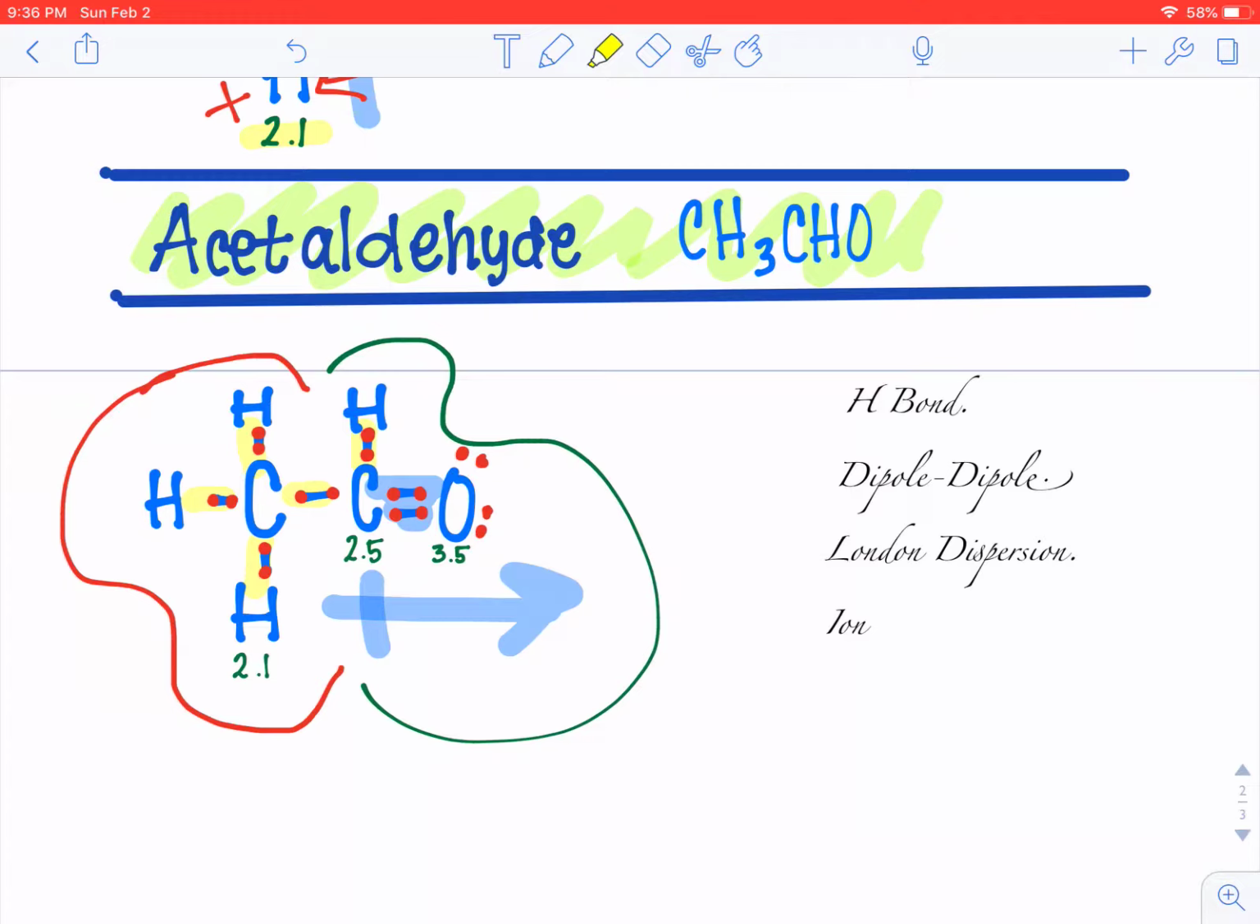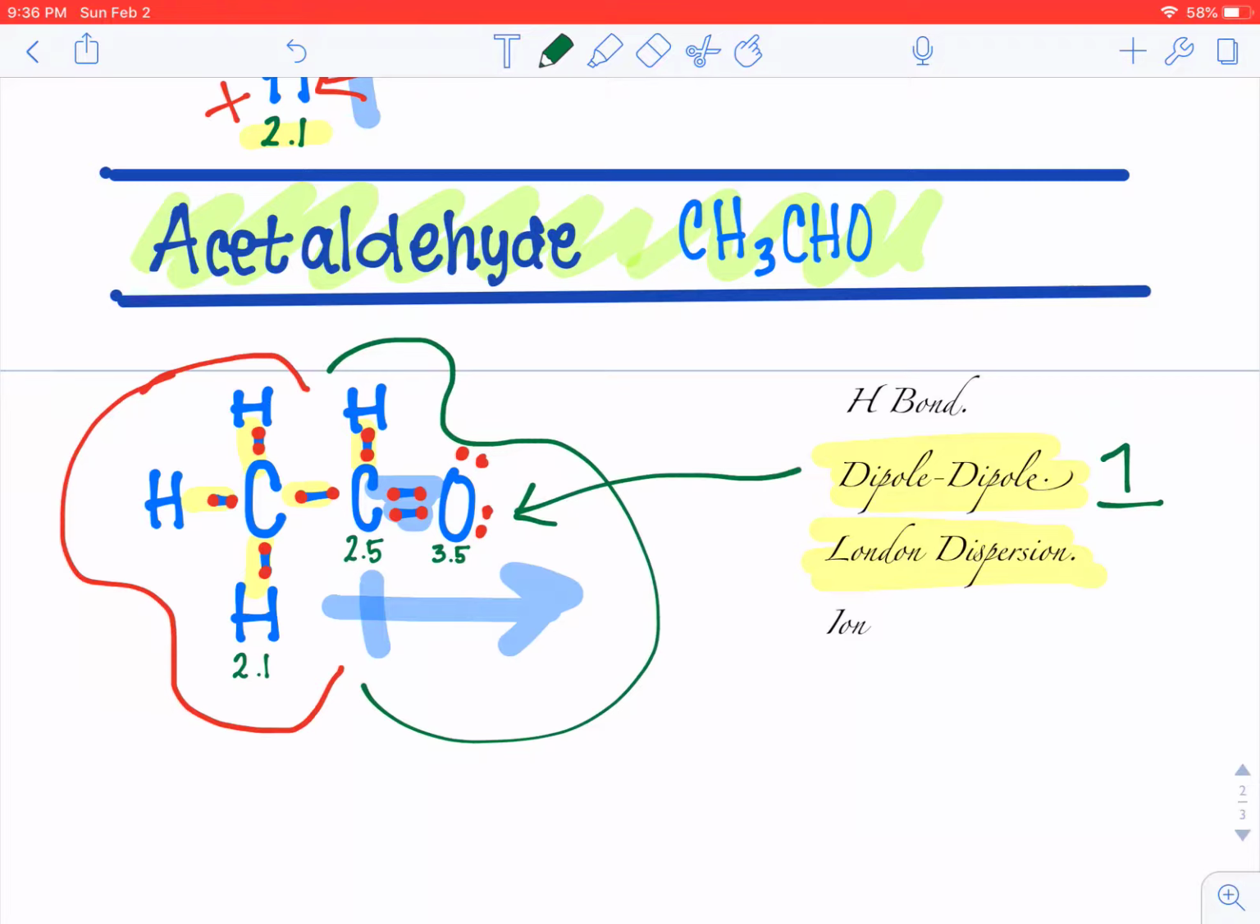Okay, so let's go ahead and start with London dispersion. Always start with that. We have London dispersion in every molecule. Right below, do we have any ionic bonds? No, everything is covalently bonded. Then we're going to be looking for any hydrogens bonded to F, O, or N. We have hydrogens, but they are bonded to carbons, so we do not have any H bonding. That's going to leave dipole-dipole as the bond type that we have. So we have London dispersion and dipole-dipole.